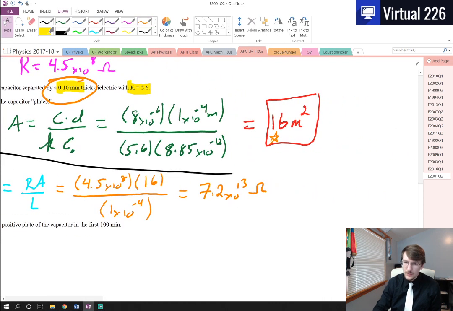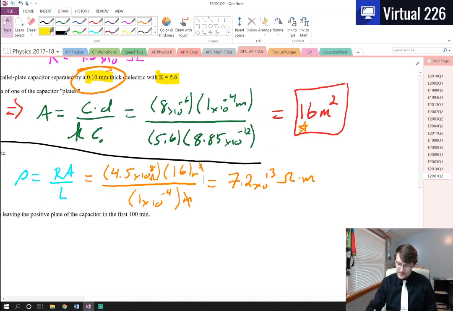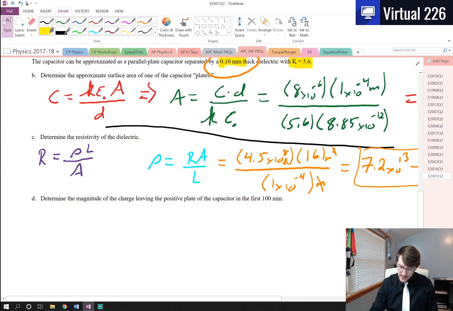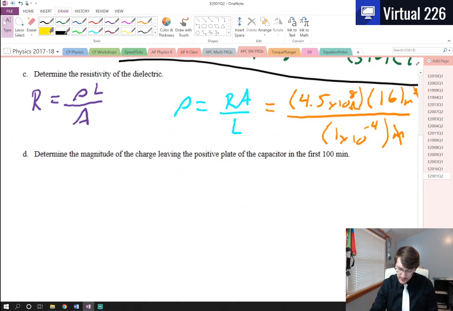And that will be what? An ohm meter. Because these are ohms, these are meters squared, and this is a meter. So ohm meters. Cool. That is our resistivity. And then we're almost done with this problem. This has been a quick one. Kind of strange, but a quick one.